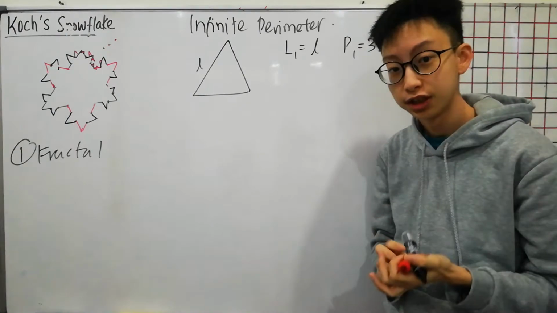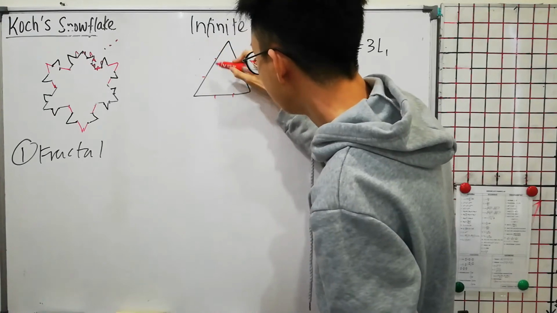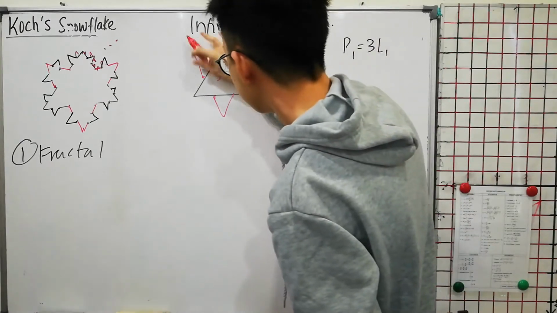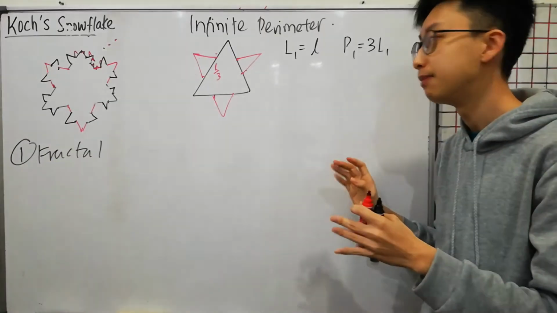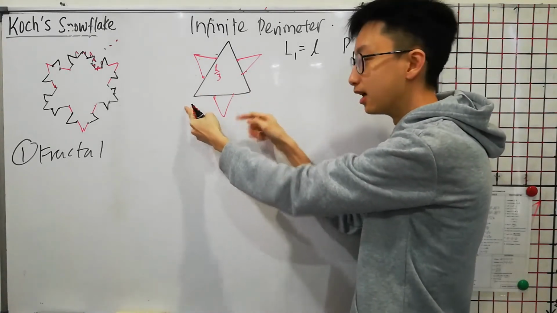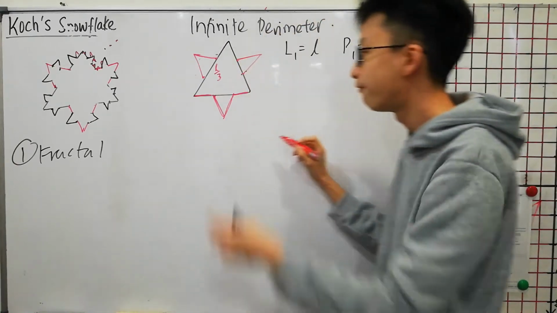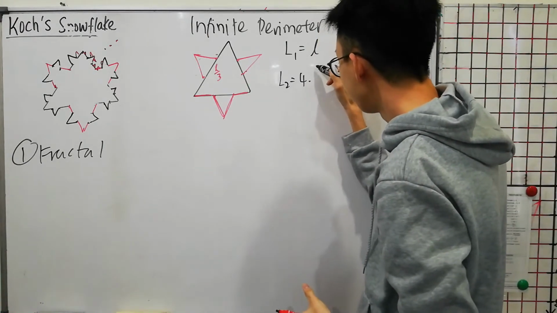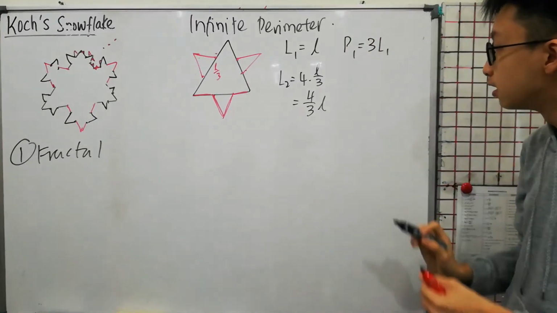Then for the second iteration, we divide into 3 equal segments, and now each will be L over 3. Then we draw our smaller triangle, the smaller bump. And what will be the length that grows from this original black side here? You can see we have 1, 2, 3, and 4. We have 4 times L over 3. So L2 will be 4 times L over 3, which gives us 4 over 3 L.